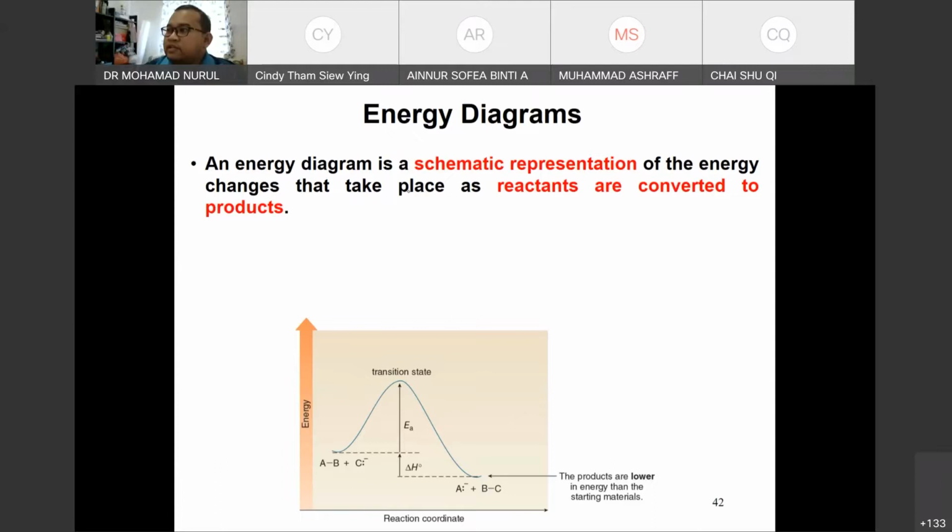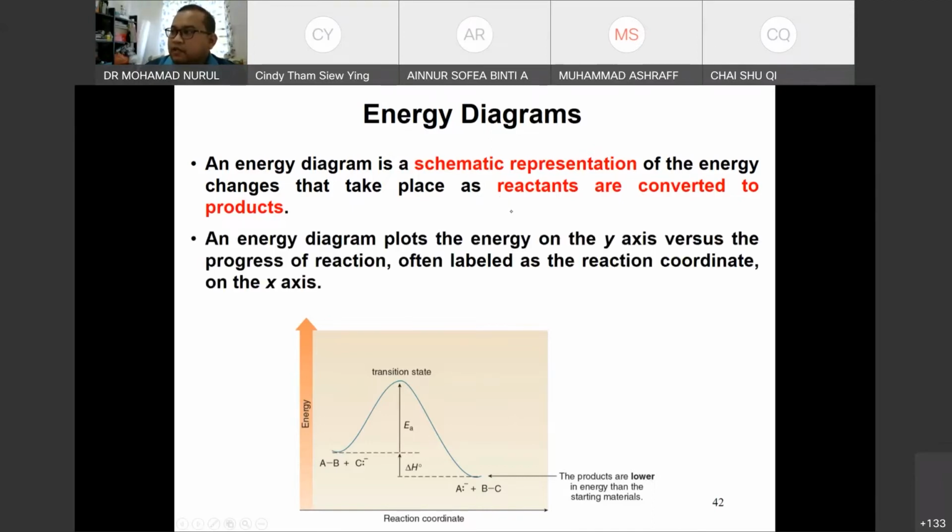Let's go. An energy diagram is a schematic representation of the energy change that takes place as reactants are converted to products. An energy diagram is a plot of energy on the y-axis versus the progression of the reaction, often labeled as the reaction coordinate, on the x-axis.